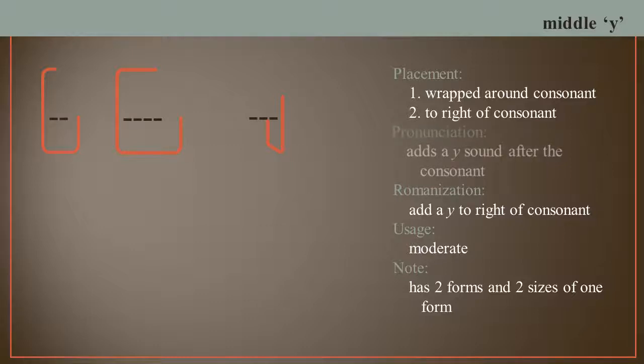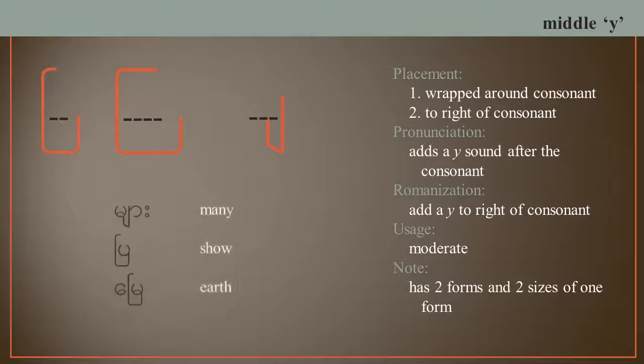The pronunciation for this symbol, when applied with the consonants we're going to consider on this page, it adds a Y sound after the consonant. So the Romanized form in both the language app and the dictionary adds a Y to the right of the consonant. Its usage is moderate, and again we see it has two different forms and two sizes of that first form. Here are some examples of words that use this symbol.